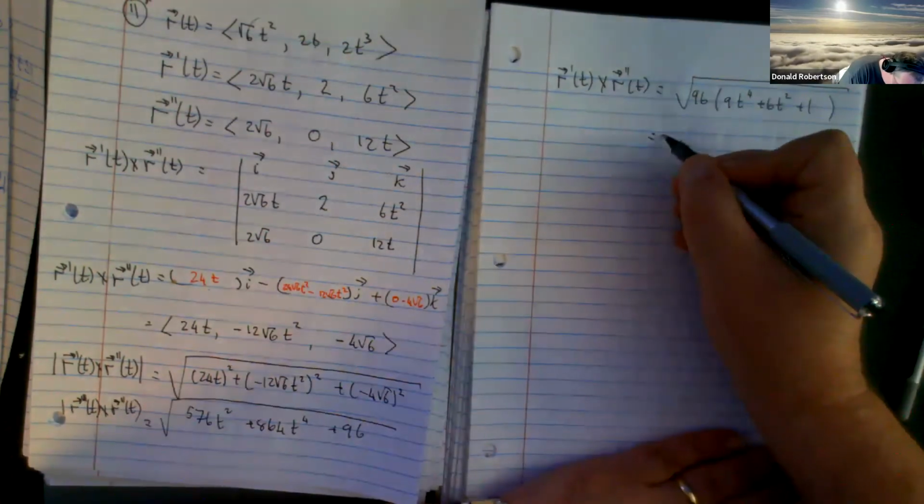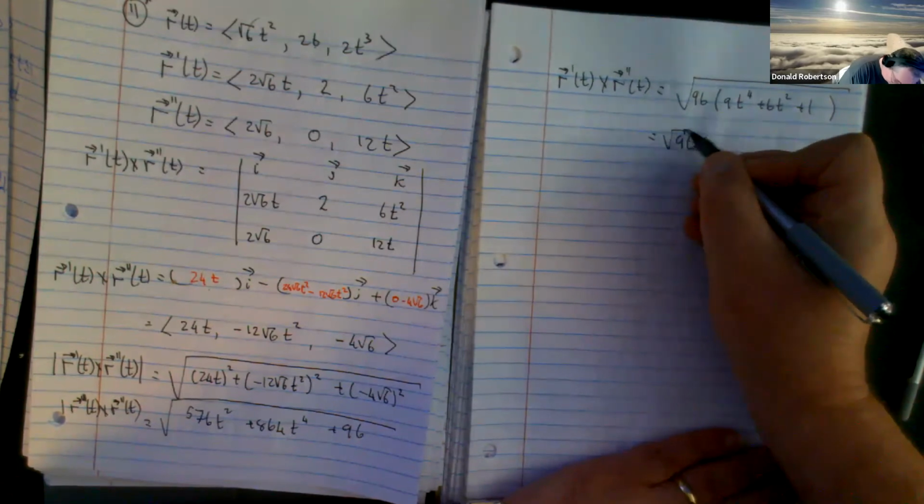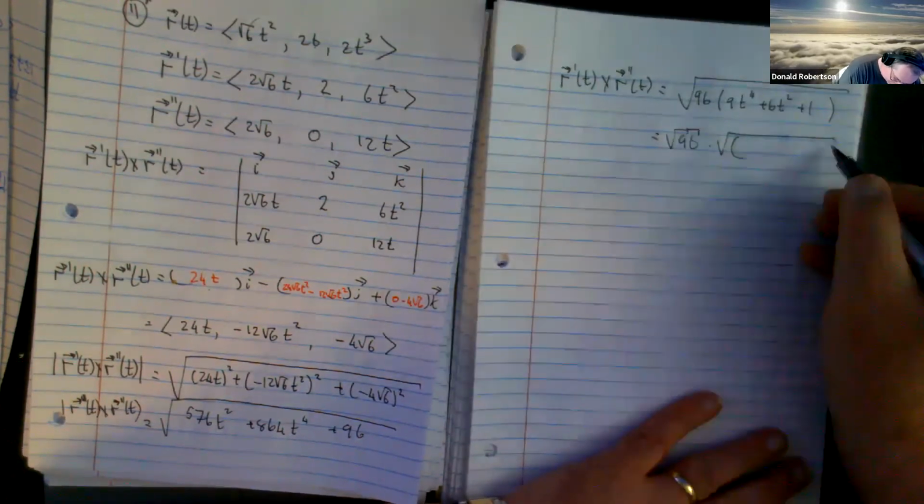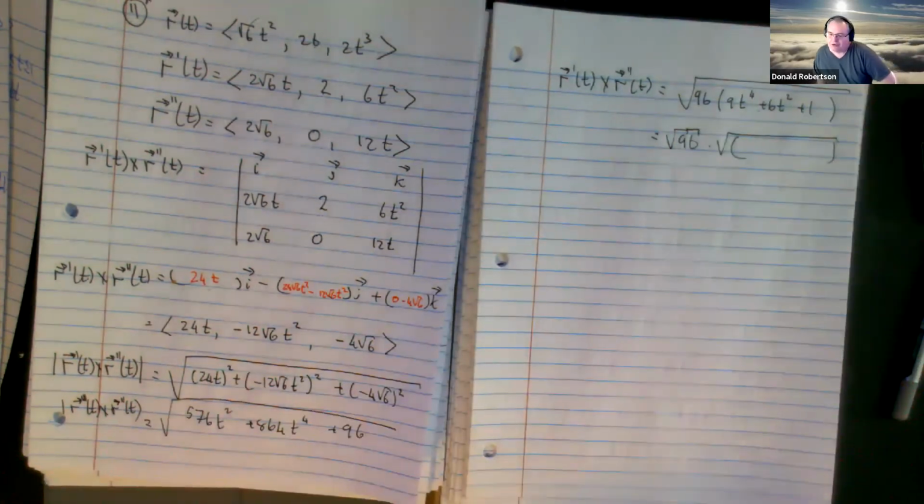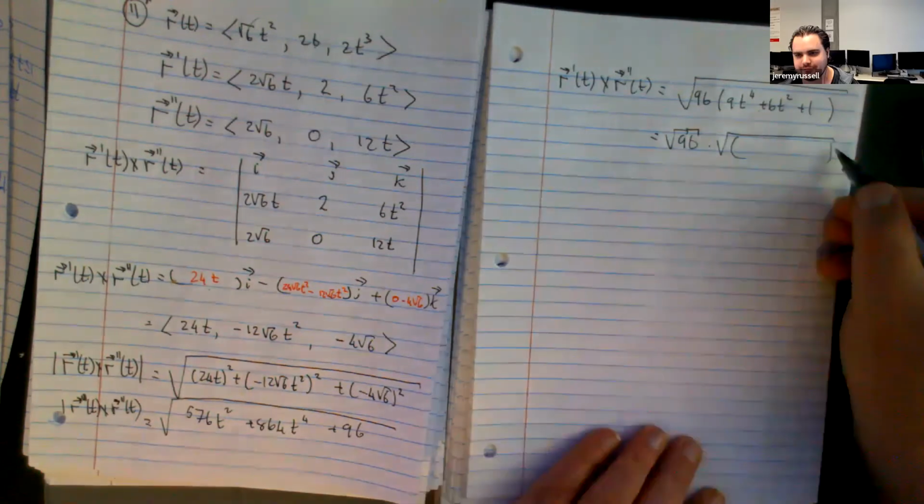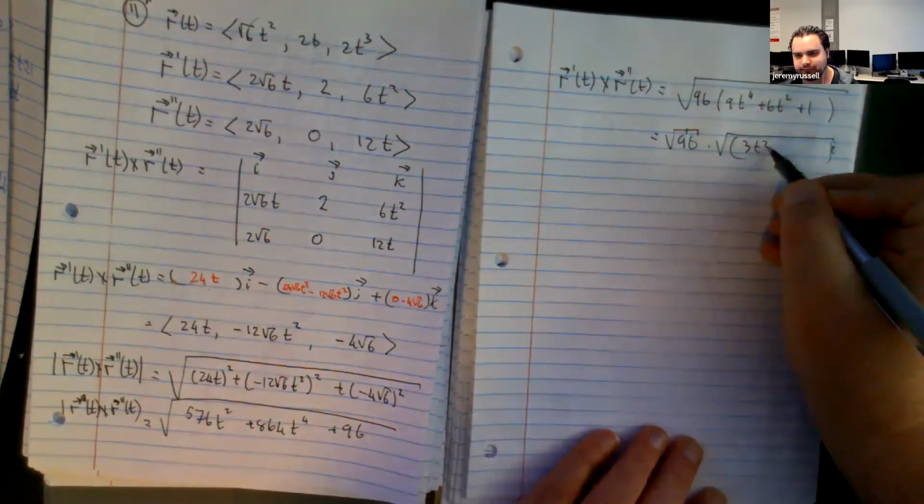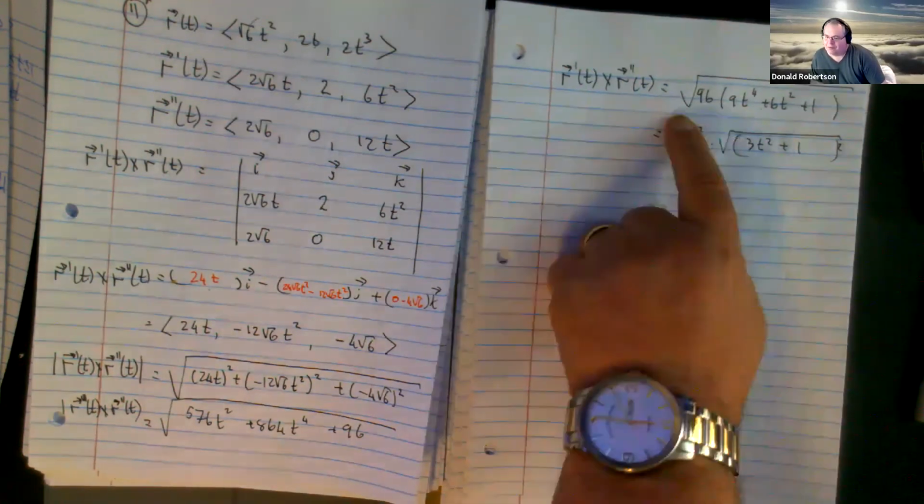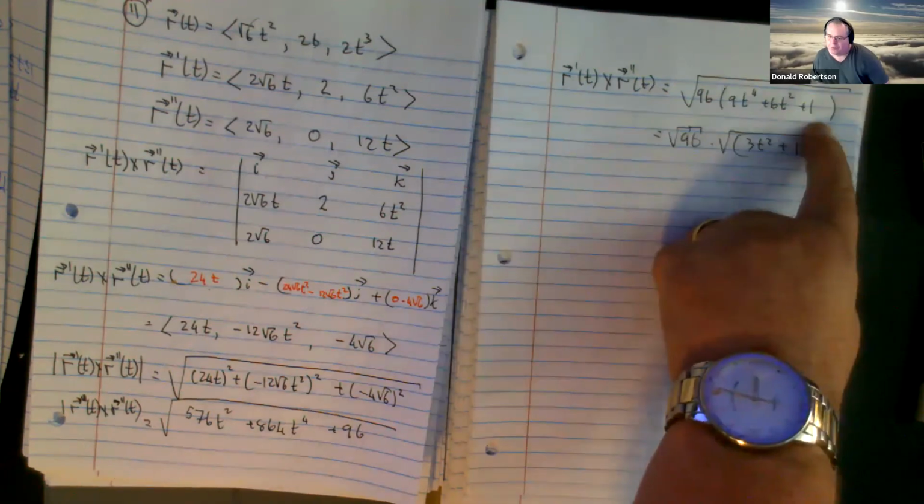I'm going to pull out that 96, and just focus on this guy. He is going to be a perfect square: 3t squared plus 1. Once you've seen a few of them, isn't it kind of easy to pull out the perfect square? 3t squared and a 1.